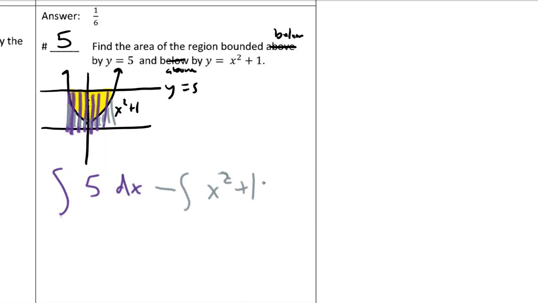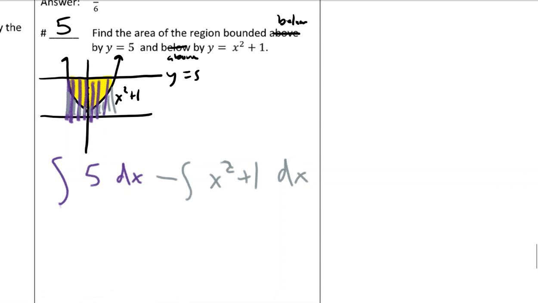So if I subtract this, this would be the purple area minus the gray area, which would leave behind the shaded yellow area that we're actually trying to find. But your first task here is you do have to also know the bounds. So you have to care about what x value we're going from and towards. You need to realize that that's the intersection of these two lines, where these two are equal.